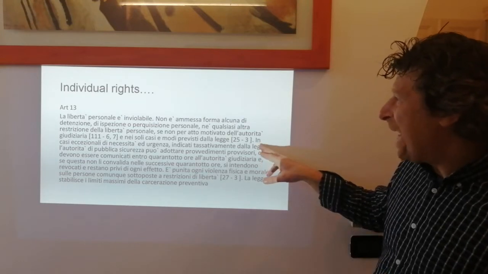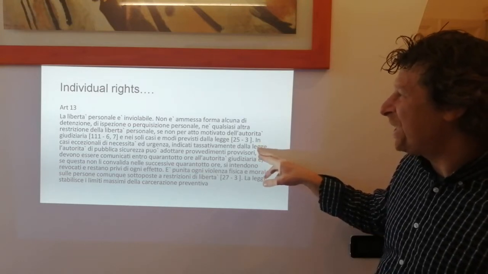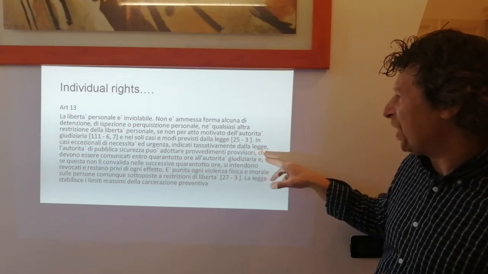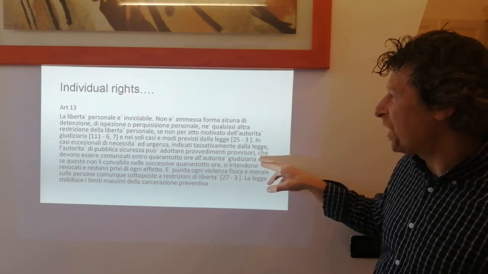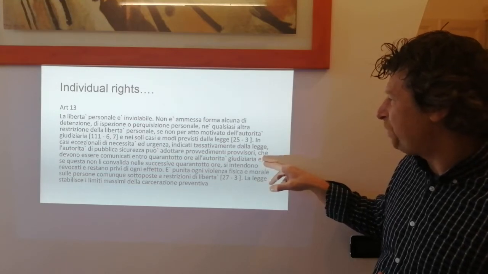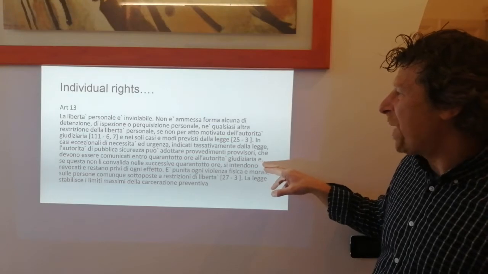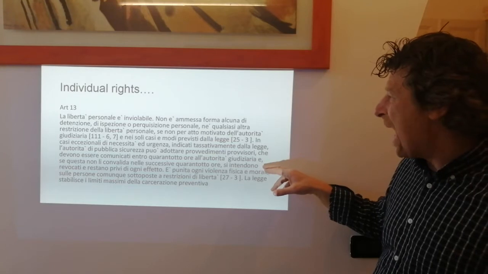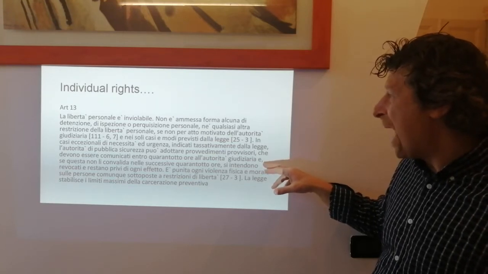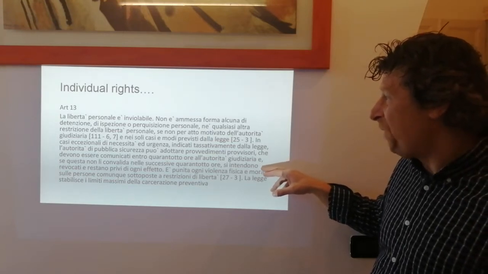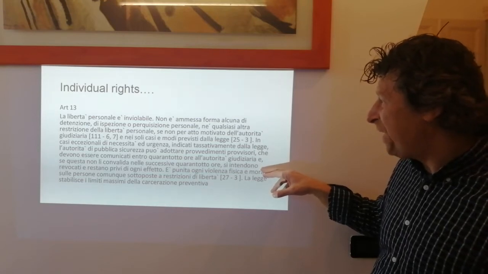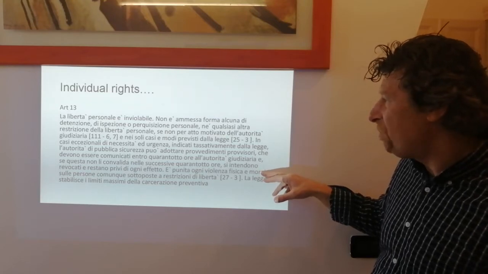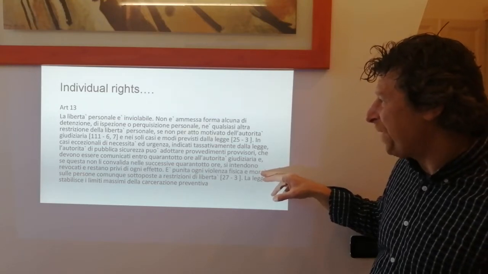And then it says, in casi eccezionali di necessità ed urgenza, indicati tassativamente dalla legge, l'autorità di pubblica sicurezza può adottare provvedimenti provvisori che devono essere comunicati entro 48 ore all'autorità giudiziaria e, se questo non li convalida nelle successive 48 ore, si intendono revocati e restano privi di ogni effetto.